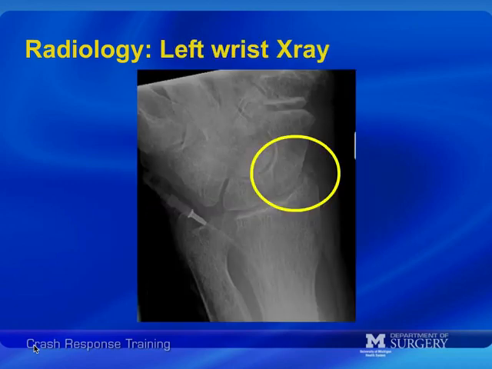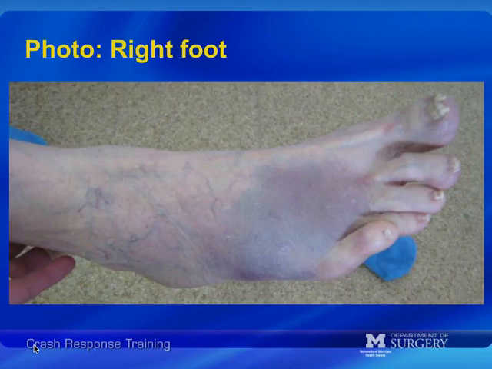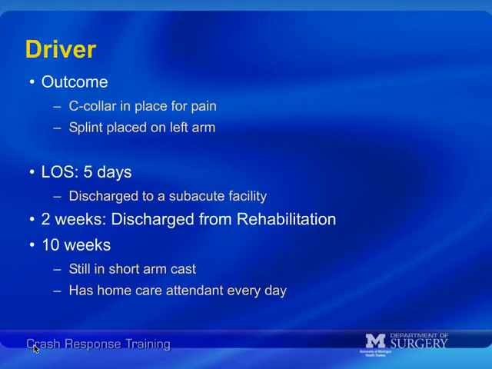Here's his left wrist, and these fractures are in close proximity to each other, the styloid fracture being just at the tip of the radius, and there's a tiny line in the scaphoid bone just to the left of that styloid fracture. Some severe bruising on his right foot. So the outcome for this driver, they put a C-collar in place for his pain and splinted his left arm. He was in the hospital for his acute phase of treatment for 5 days and was discharged to a subacute rehab facility. 2 weeks out, he was discharged from rehab to go home, and 10 weeks later, he was still in a short arm cast and has a home care attendant every day.